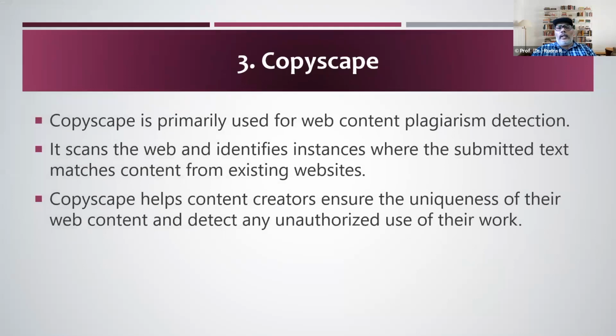Now, the third software tool is CopySpace. CopySpace is also primarily used for web content plagiarism detection. This is also really interesting software. It scans the web thoroughly and determines the similarity index, finding instances where the submitted text matches content from existing websites. So this software works more or less on a similar pattern to the detection framework we discussed. They work on a similar platform.